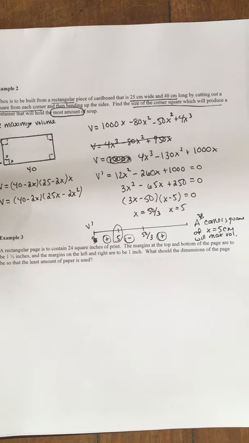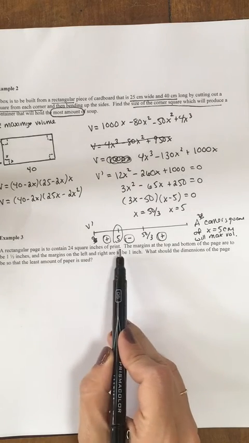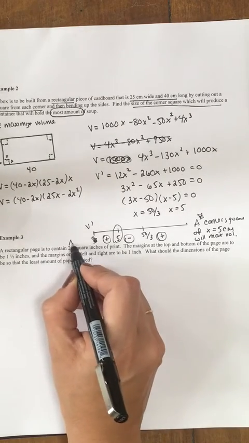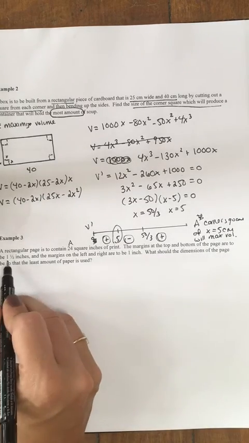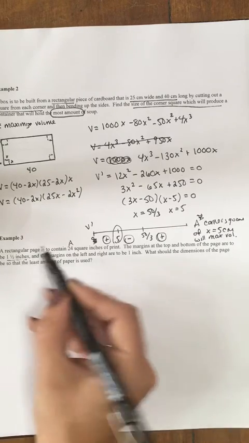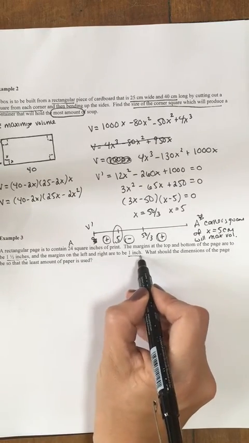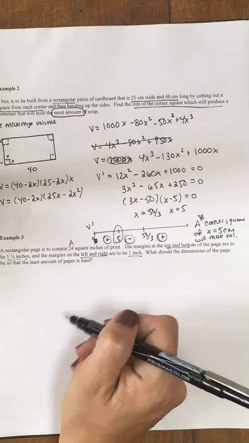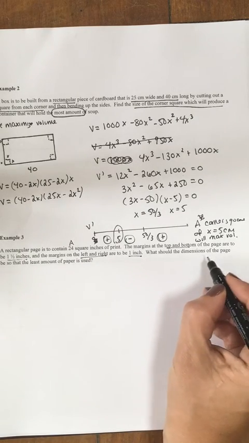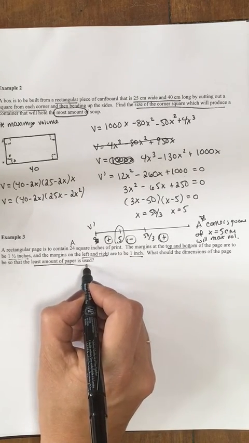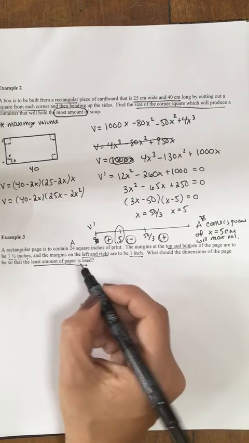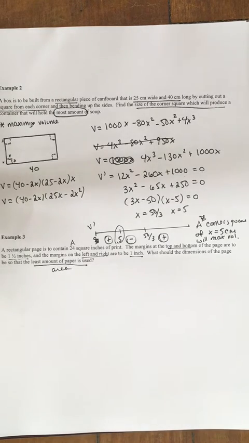Okay. Let's go on to example number 3. A rectangular page is to contain 24 square inches of print. That's area. Area is 24 square inches of print. Margins at the top and bottom are to be 1.5 inches, so that's top and bottom. Margins left and right at the sides are 1 inch. The question is, what should the dimensions of the page be so that the least amount of paper is used? Least amount of paper is used. So we're talking about area again.